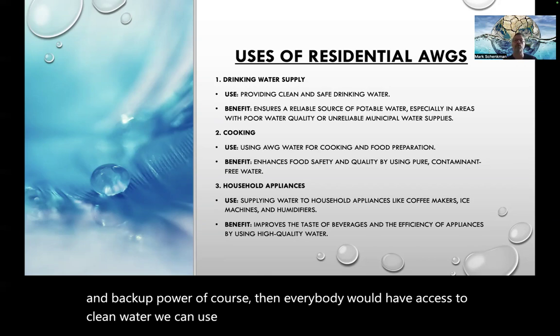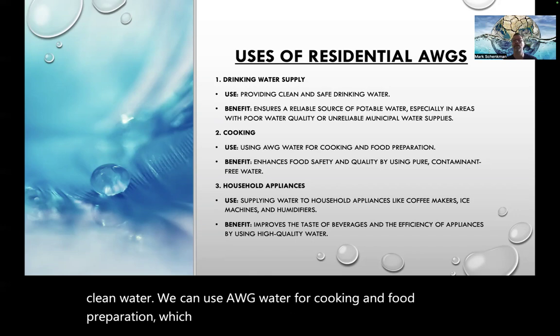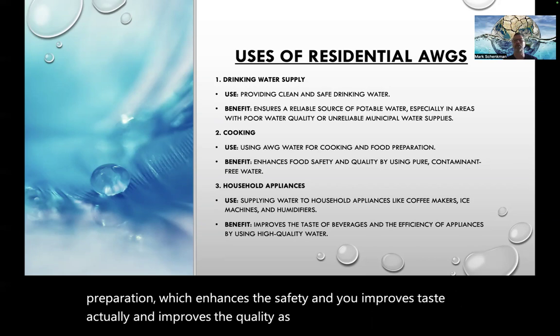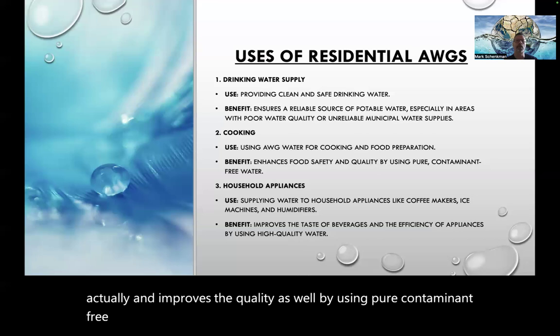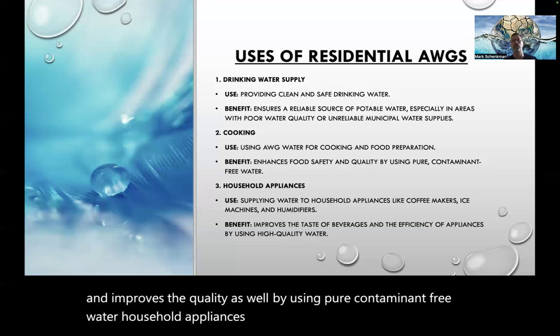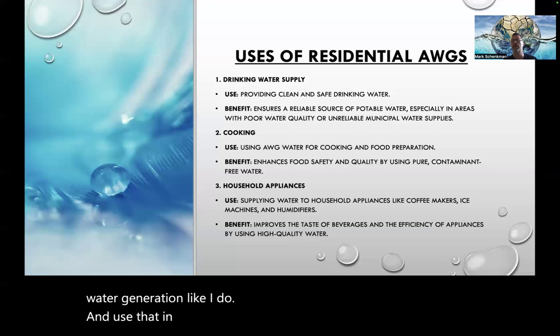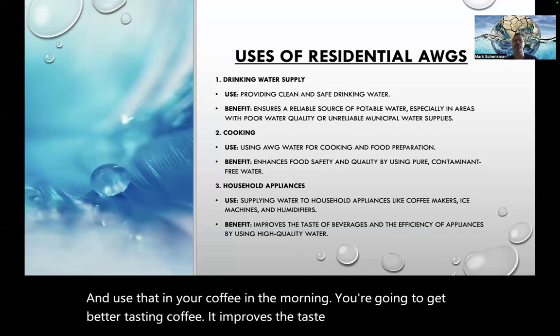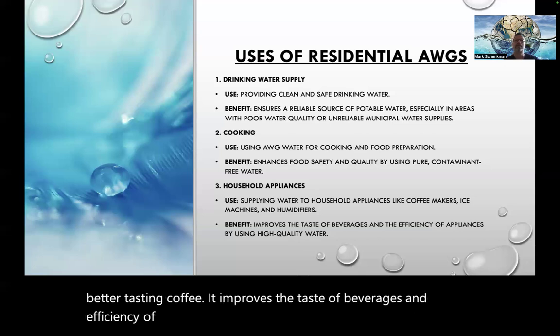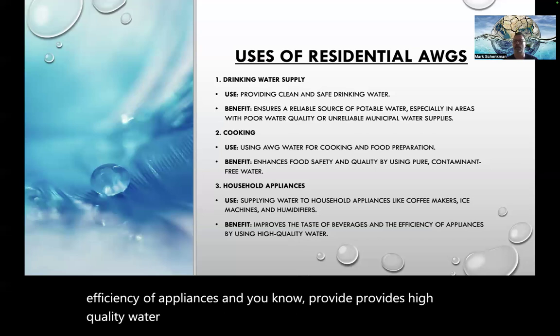We can use AWG water for cooking and food preparation, which enhances the safety and actually improves the taste and the quality as well by using pure, contaminant-free water. Household appliances: I know that if you use atmospheric water generation like I do, and use that in your coffee in the morning, you're going to get better tasting coffee. It improves the taste of beverages and the efficiency of appliances, and provides high quality water for cooking and for household appliances.